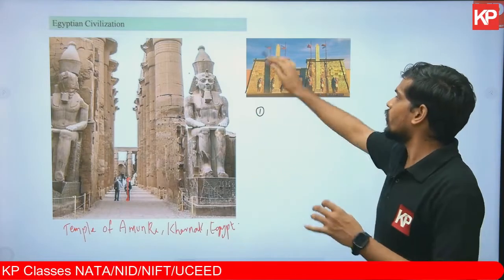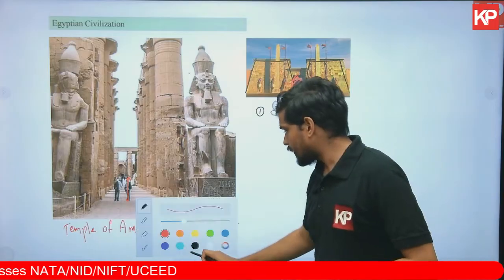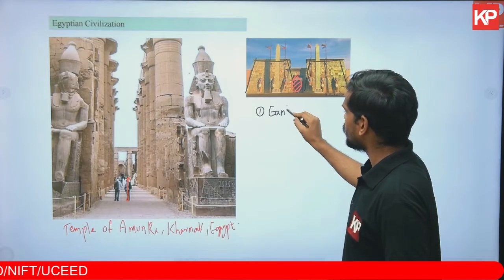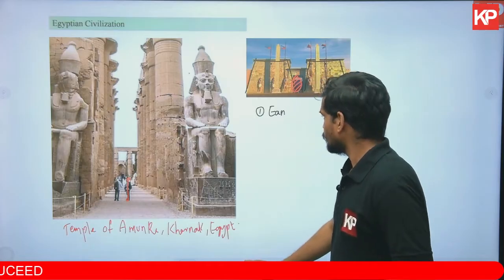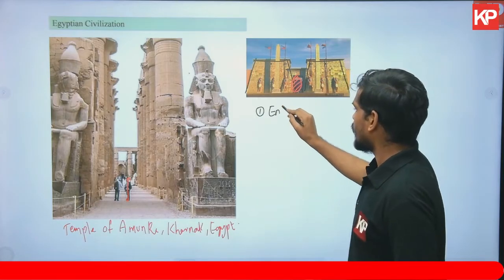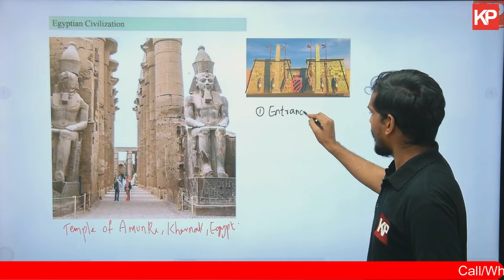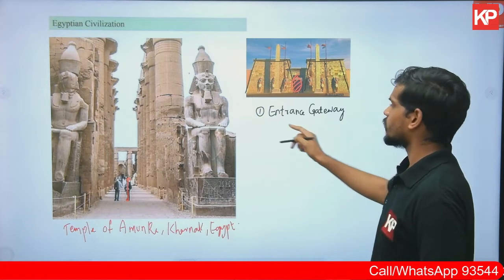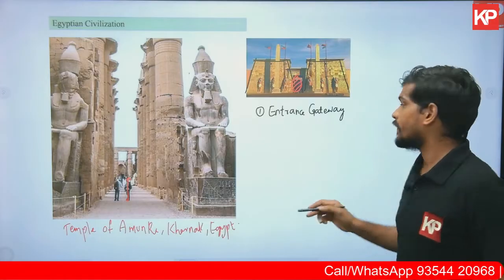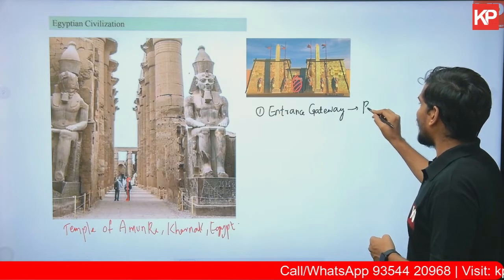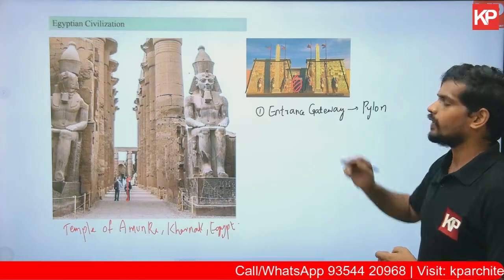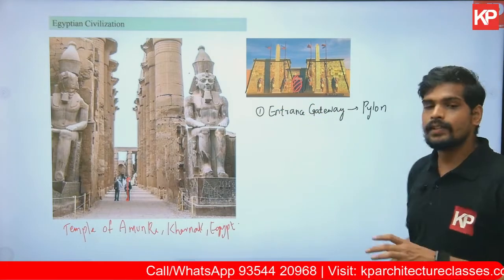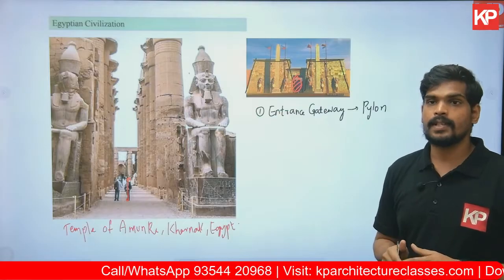So this overall structure is the gateway. The entrance of the temple starts with an entrance gateway. The first part of the temple, the entrance gateway, is referred to as pylon, and you can see the picture of it in this particular image over here. So that is the first important component of the ancient Egyptian temple.